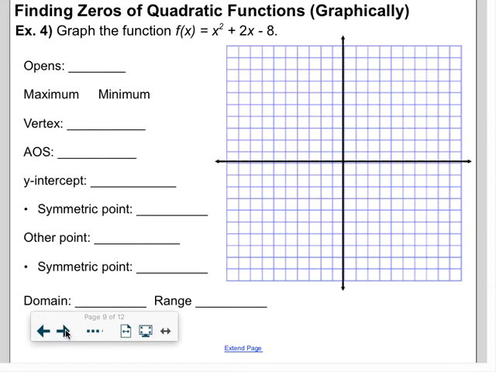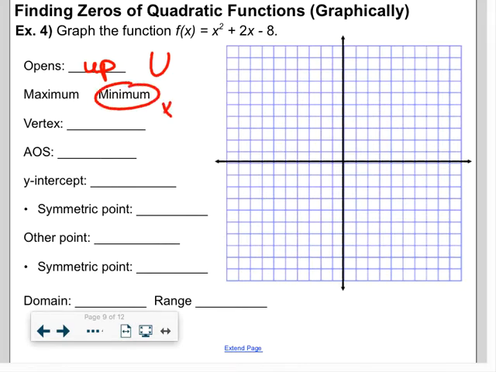It says graph the function f of x equals x squared plus 2x minus 8. We actually did this before, so this is a nice review, but we're going to add one piece to it, okay? This one opens up. If it opens up, it has a minimum.